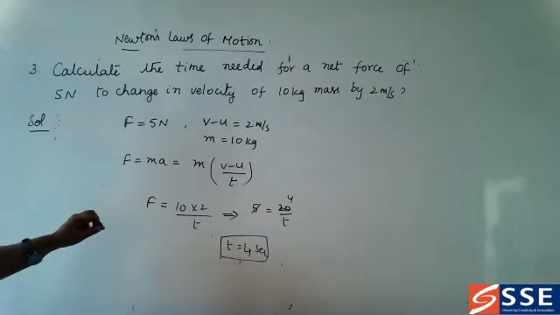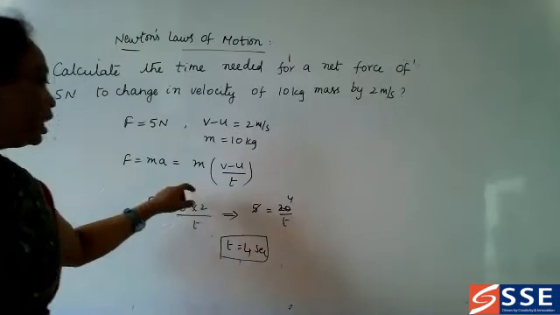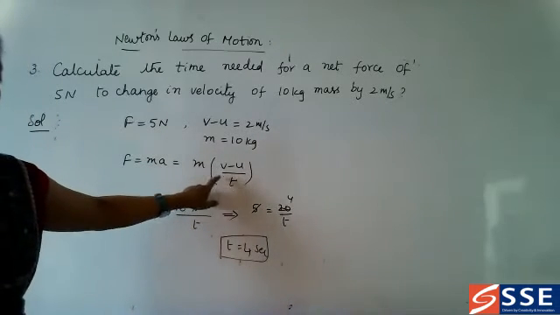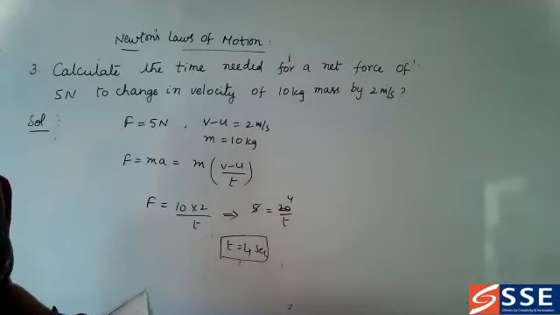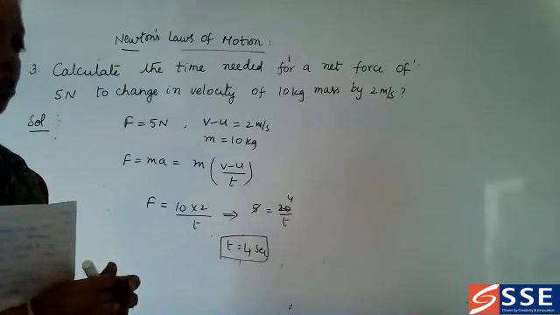So directly we can't take F is equal to ma. Directly we are not taking it. And this acceleration is converted into change in velocity by time. So the answer will be t is equal to 4 seconds. Very good. T is equal to 4 seconds.